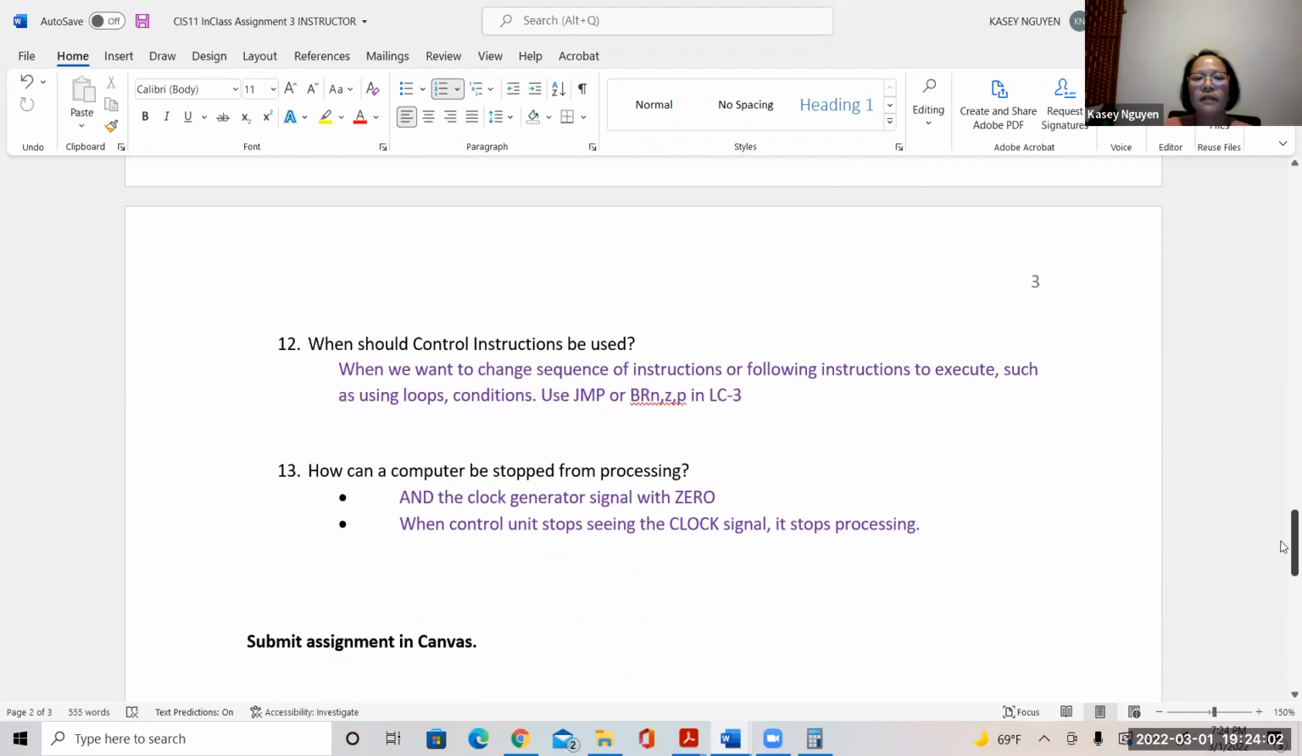For 12, we said that control instructions should be used when we want to change the sequence of instructions to execute, such as loop conditions. Hence the term control statement. So you can control how your program is executed. And at the low level, we can jump, which is JMP, or we can branch. BRN is branch for negative, when it is a negative value. Branch when it's 0. Branch when it is positive. And that's how we implement loops and conditions.